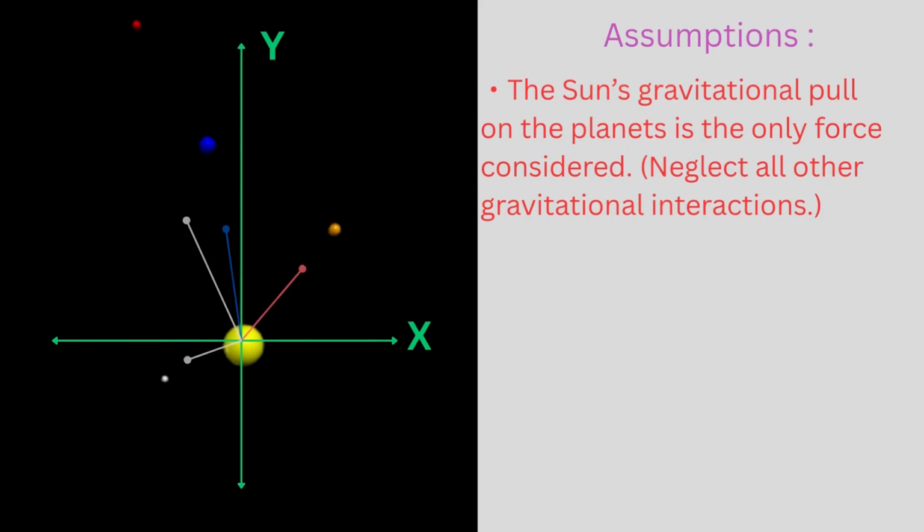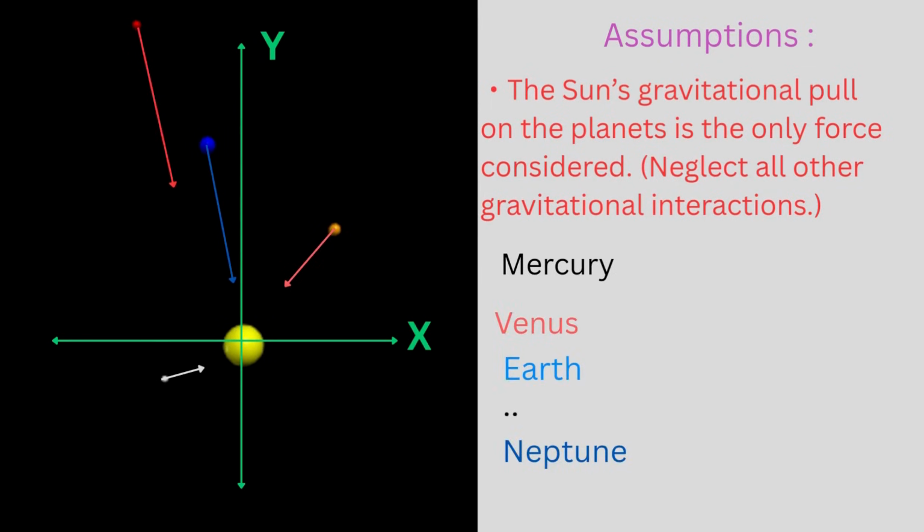along with the equal and opposite pulls exerted by the planets on the sun. Since the sun won't be moving, you can just ignore them. The only forces that will matter here are the ones exerted by the sun on the planets, and each planet is going to have acting on it just that pull as its net force.